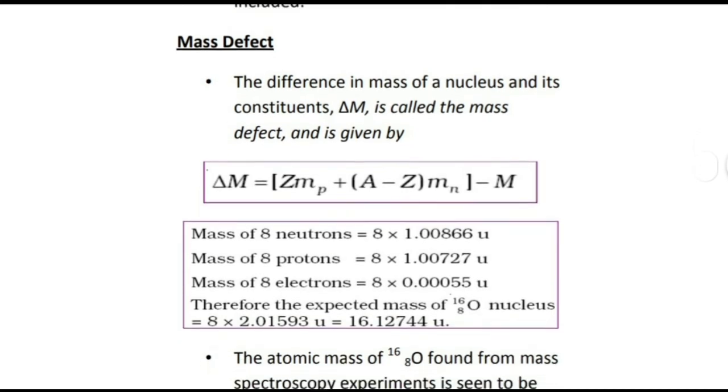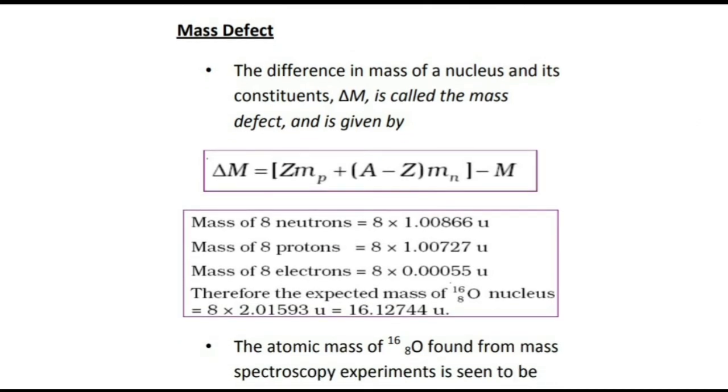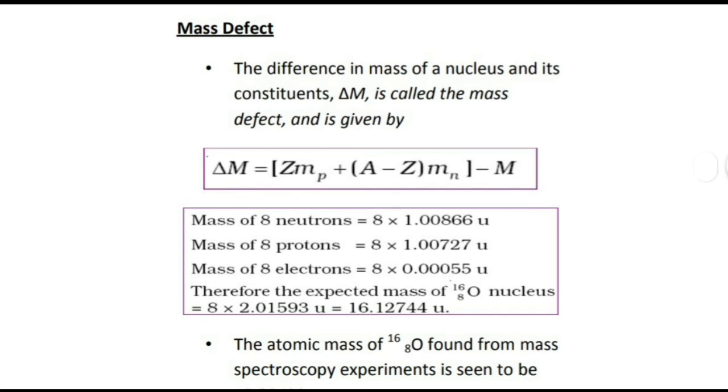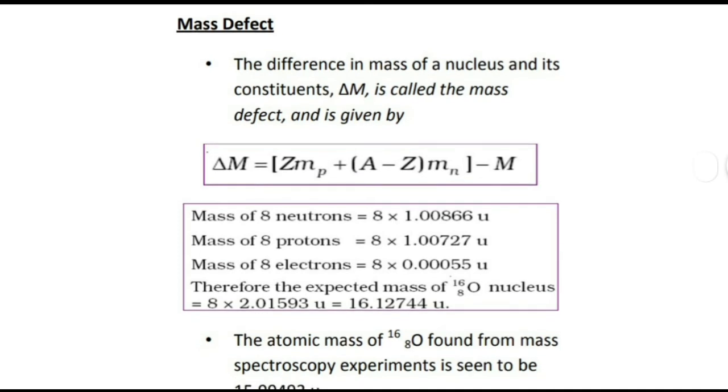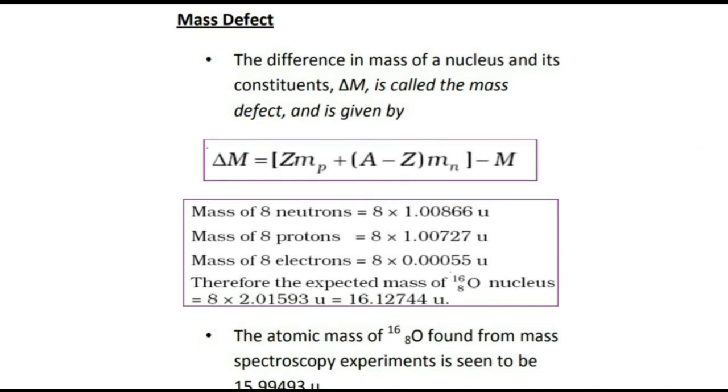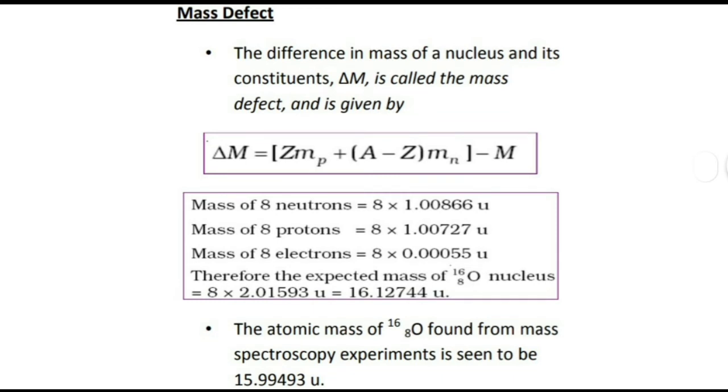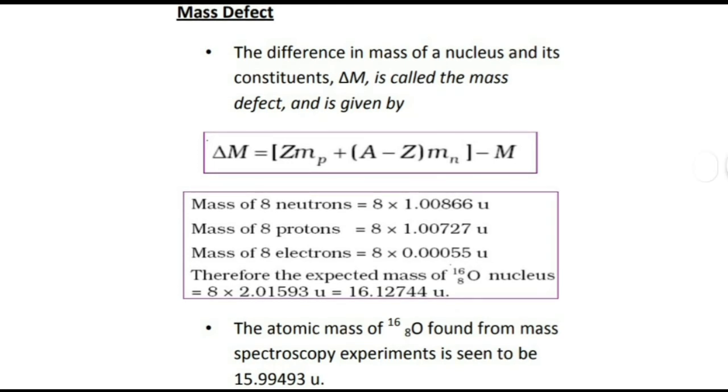But it is seen from observation that the total mass of nucleons is not equal to the actual mass of the nucleus. The actual mass of the nucleus is found to be less than the total mass of nucleons. That difference in mass is called mass defect. So mass defect means the difference in mass of a nucleus and its constituents, or the difference between the total mass of nucleons and the actual mass of the nucleus.